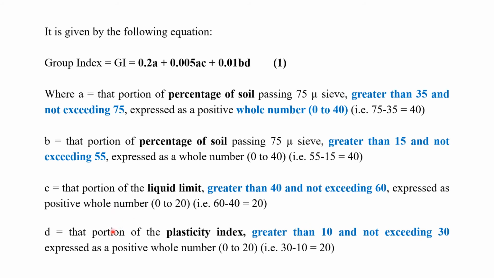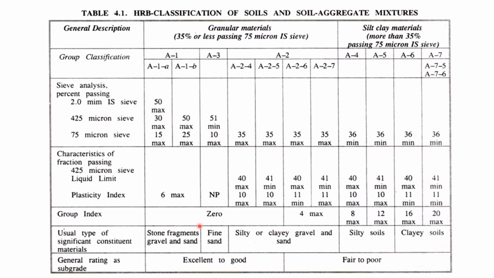Next point is the D, that portion of plasticity index. यहाँ पीआई की जरूरत है. पीआई, you know, PI is the liquid limit minus plastic limit. So PI greater than 10, not exceeding 30, this is the condition we are given. So 30 minus 10 is equal to 20. That means the value of D varies between 0 and 20. इसके बीच vary करता है.